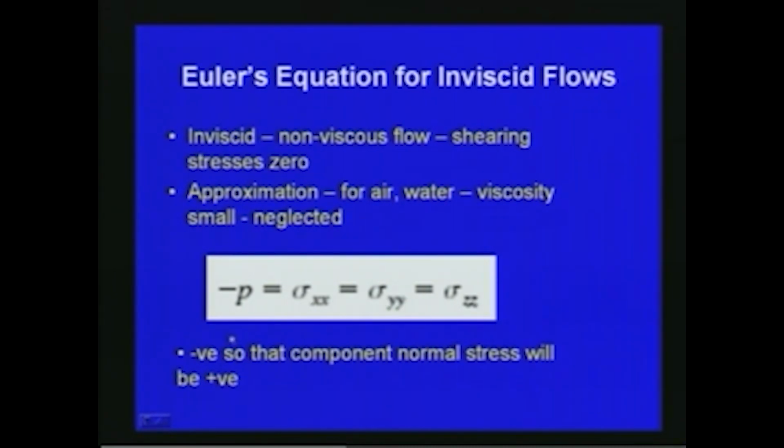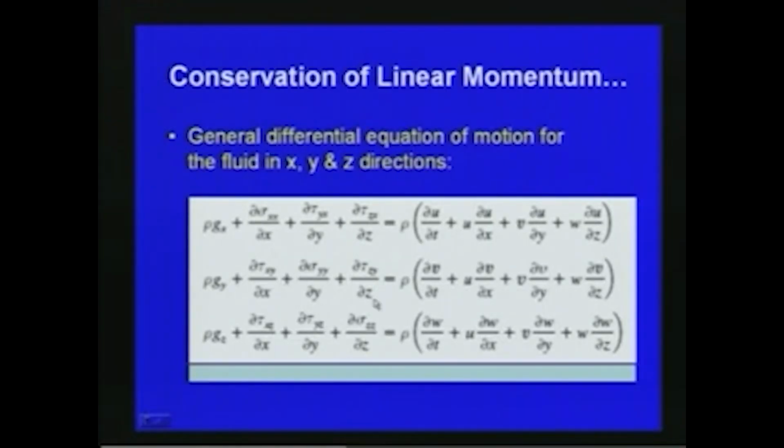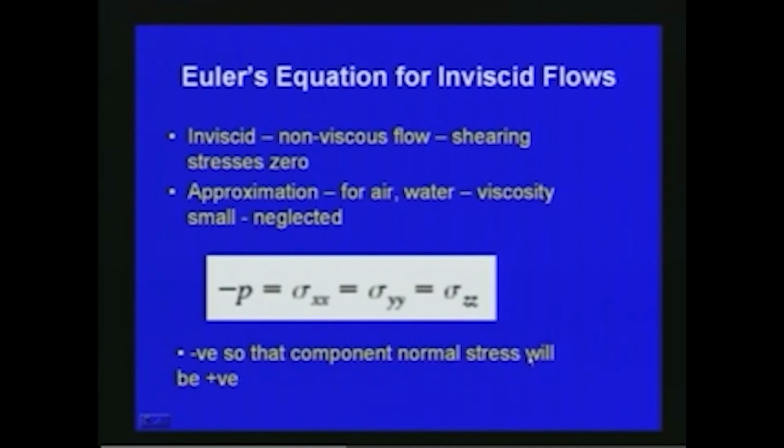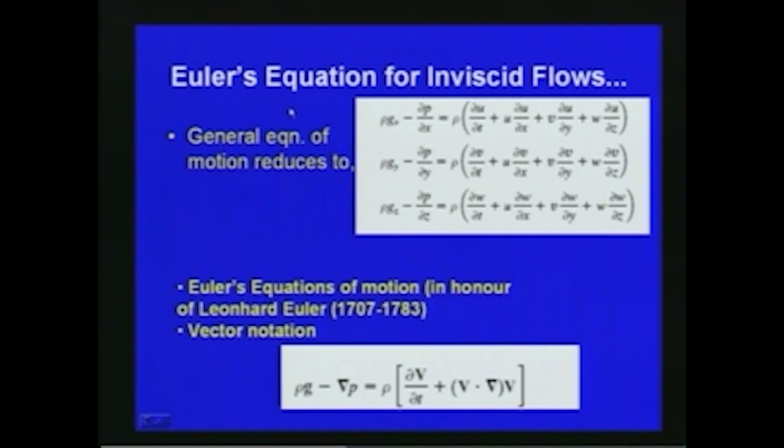Here we are putting this as negative, so that the normal stress component will be positive. Like this we are approximating the normal stress component by the pressure term acting upon the fluid. So now, after this approximation, based upon the general equation which we have already derived, the shear terms have gone, and the normal stress components with their derivatives we are approximating with the pressure, so that finally this equation reduces to the general equation of motion for Euler's, for inviscid flows.